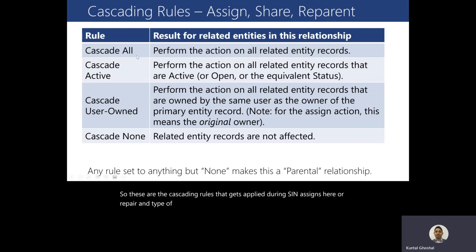Cascade all, which is performing this action on all related entity records. Cascade active, which is whatever action is being performed on the parent record, only perform those actions on the related active child records. Cascade user owned, which is whatever action is being performed on the parent record, only perform those actions on the child record if it is owned by the user who is performing that action. And there is cascade none, where the related entity record is not affected at all.